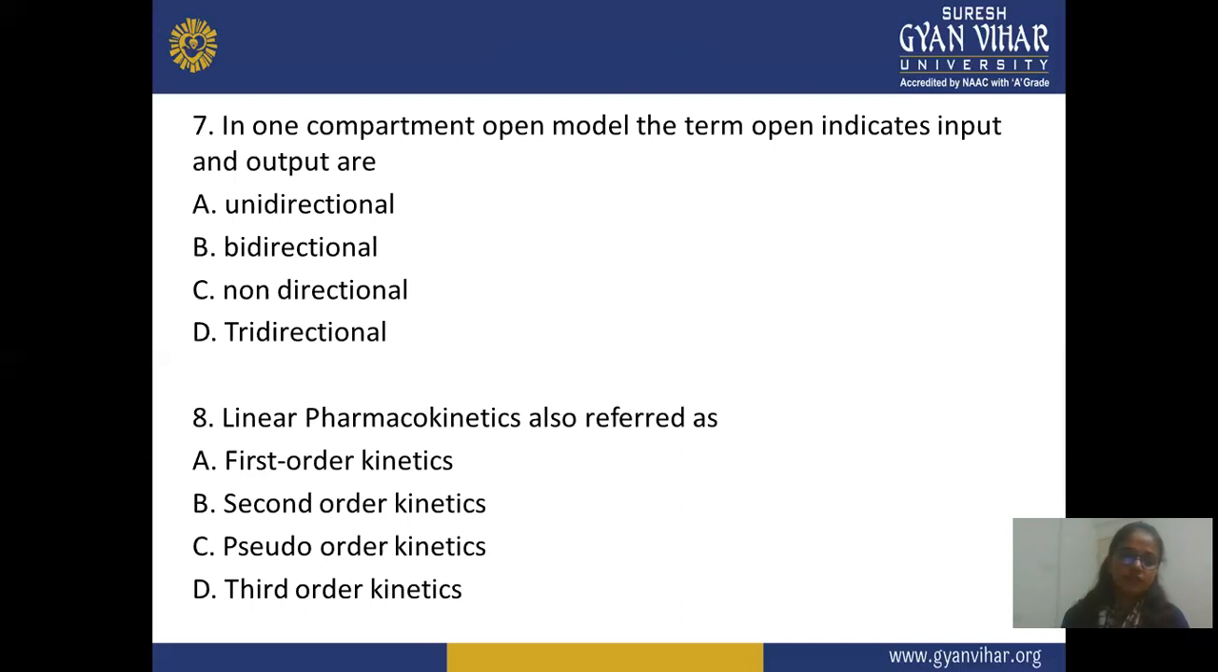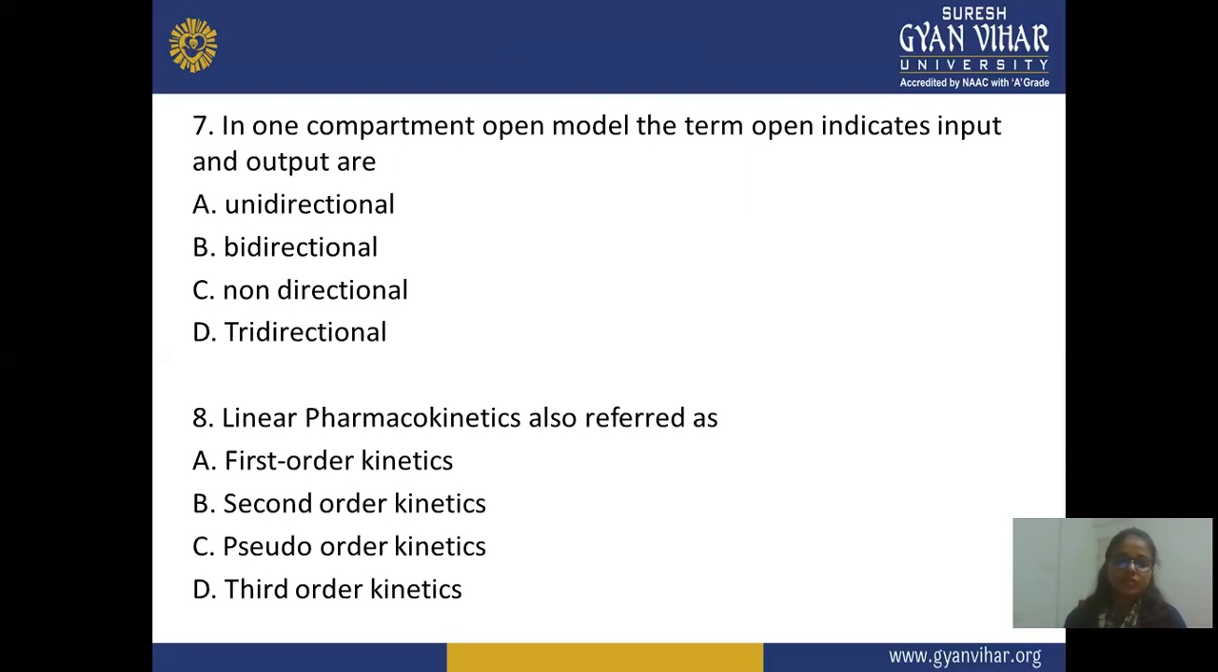Next, in the seventh question, in a one compartmental open model, the term open indicates input and output are blank. We already discussed the different compartmental models, including one compartment, two compartment, and three compartment. So this question is regarding the one compartment model, and if you consider it, then you can answer this question. Here we mainly need to know what the input and output rate are and how we compare them. Option A is unidirectional, B is bidirectional, C is non-directional, and D is tridirectional.